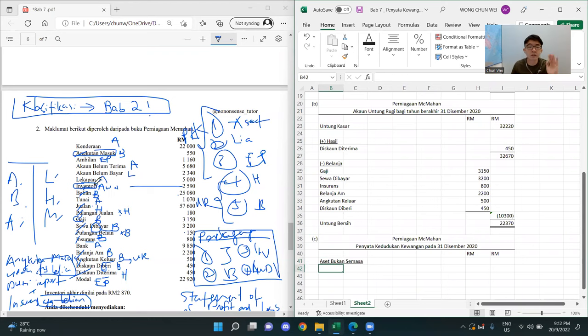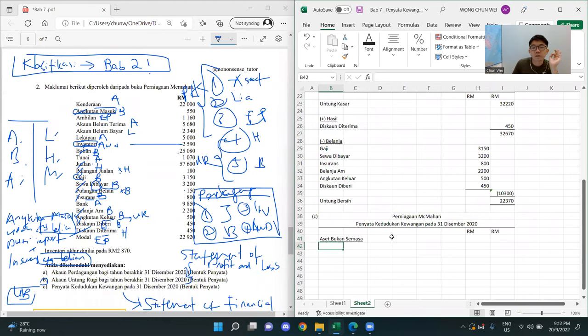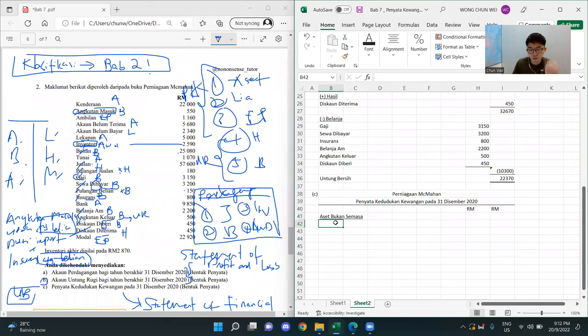So you just list down all the aset bukan semasa. So aset bukan semasa ada kenderaan. Betul tak? Kenderaan 22,000. So you just sure we put here, because ada satu nilai, right? So you don't need to minus anything. Sure we put here. Kenderaan.